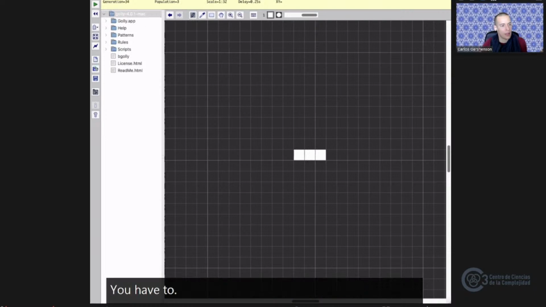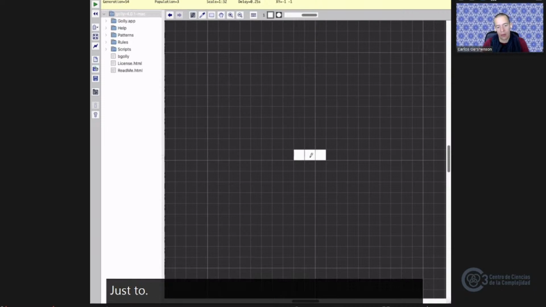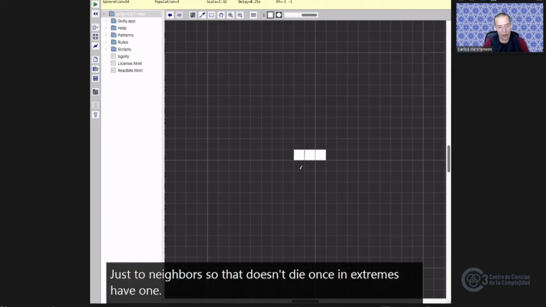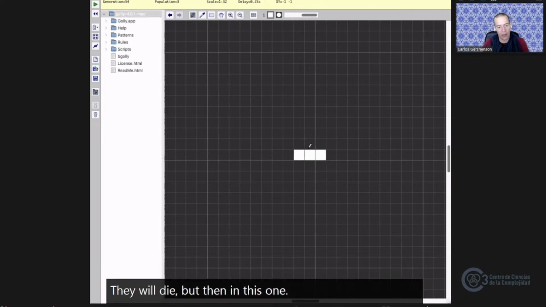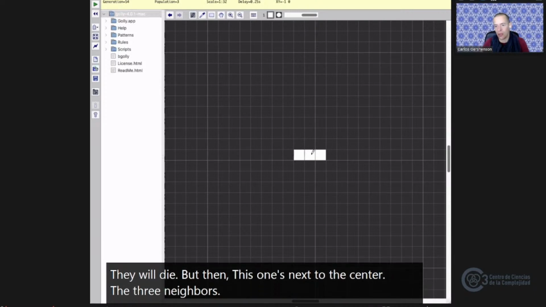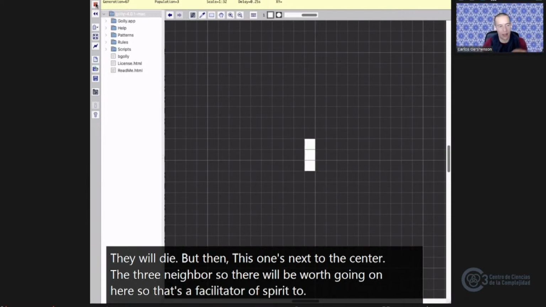If you have 3 cells, you have an oscillating structure because, let me pause it. The one in the center has 2 neighbors, so that doesn't die. The ones in the extremes have only 1 neighbor, so they will die. But then in the ones next to the center, there are 3 neighbors, so there will be birth going on here. So that's an oscillator of period 2, and it stays there forever.